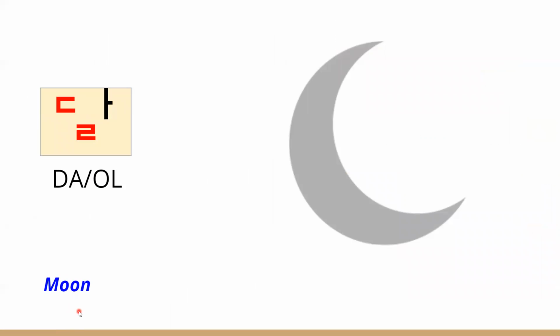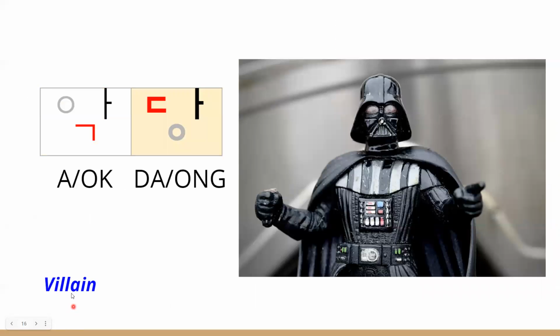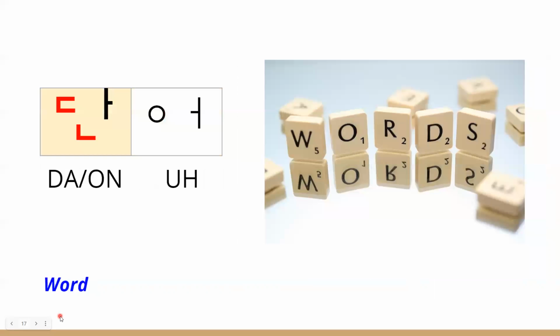So this is the first word we'll learn today. 달 means moon. It's also one of the letters that we learned. And 악당 means villain. Don't get confused with 악마, which is devil. 단어 means words, and if you think about it, you're learning the word word. That's kind of weird.